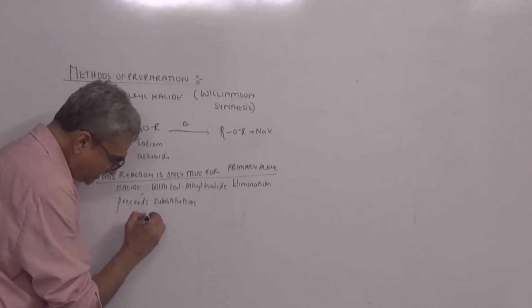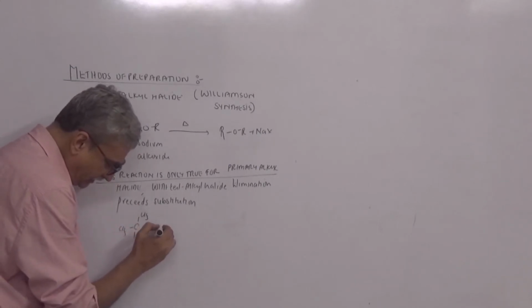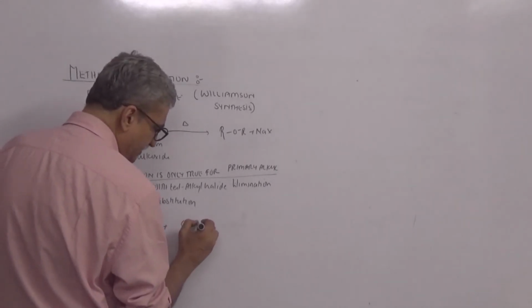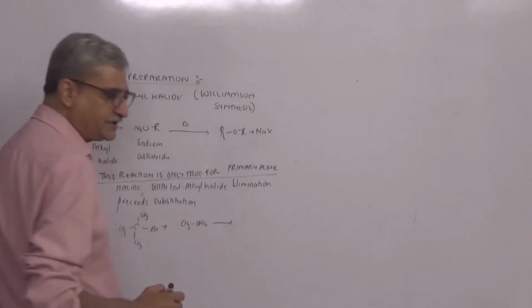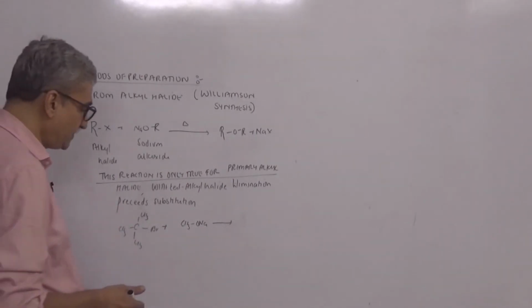The question they'll ask is, the product formed when tertiary butyl bromide reacts with sodium methoxide, CH3ONa. It's not tertiary butyl methyl ether. It is clear. Students may make that mistake.